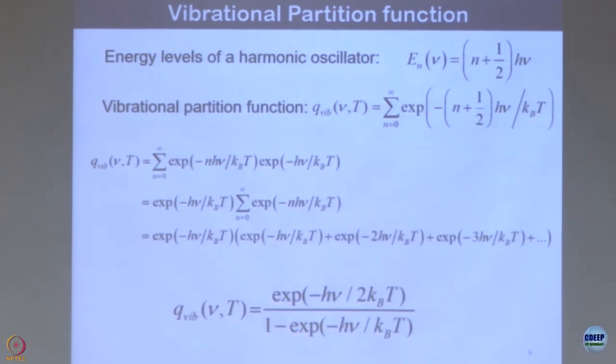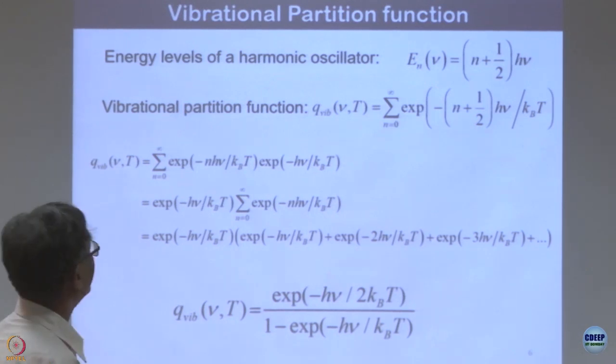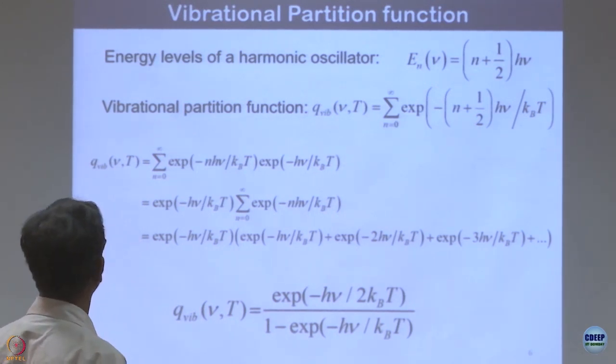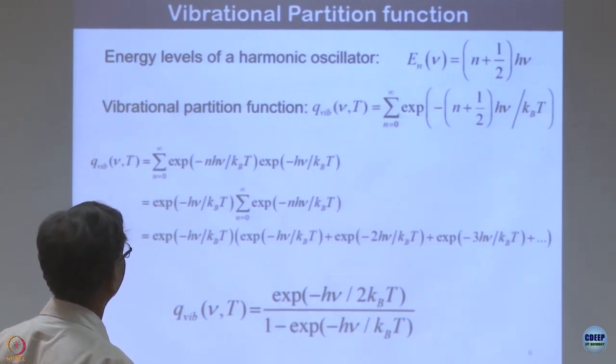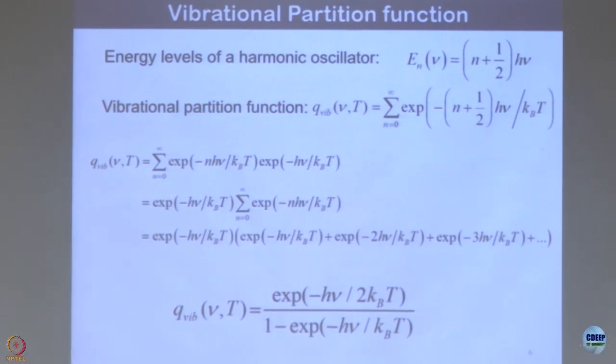half h nu by kBT. There are certainly some mistakes here and there, we have to find the mistakes. I asked my student to do this, there is a 2 missing here, why they wrote these things I do not know, he should have just written that. Okay. There should be n plus half h nu, so e to the power minus half h nu by kBT would come out. Remember, this slide we need to change, okay. And then this goes out and then we sum n equal to 0 to infinity e to the power minus n h nu by kBT.